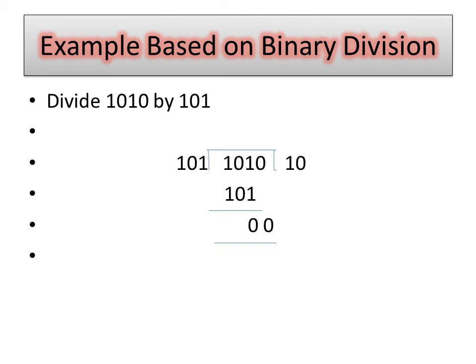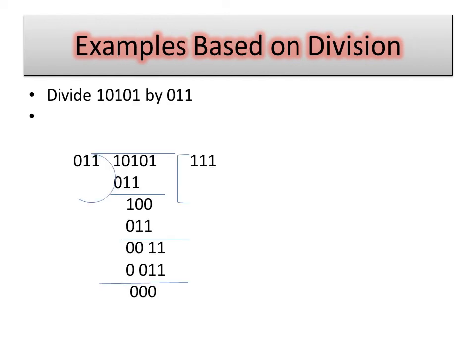Again we'll copy the next number, that is 0. So what is left in the remainder, that is 0. So remainder is 0 and the quotient is 10. Why have we placed 0 in the quotient? Because we have copied the 0 and it could not be divided further. That is why we have to place a 0 in the quotient as well. Like we are doing in the normal division, the same approach is followed, following the rules of the binary division. Let us see the next example.